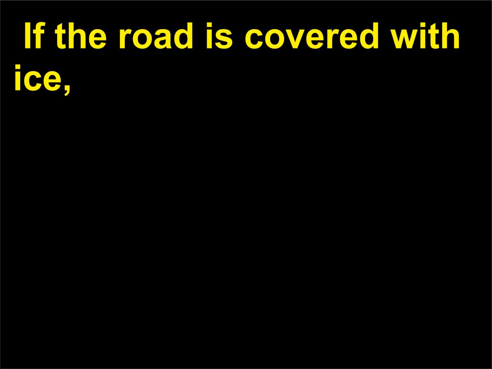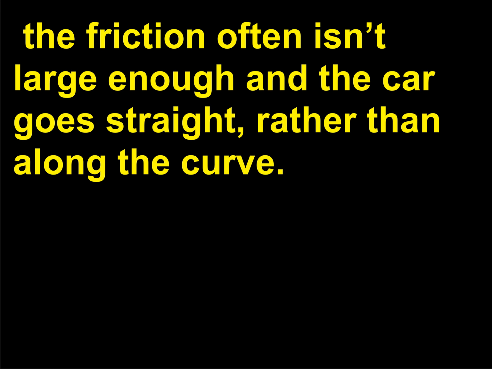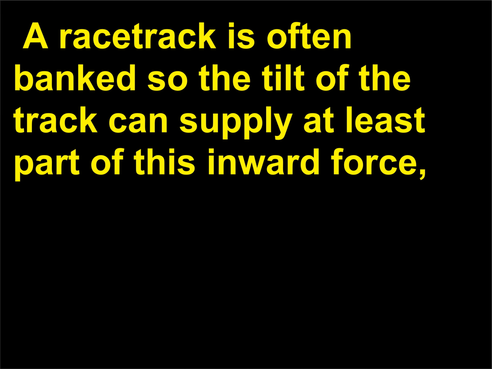If the road is covered with ice, the friction often isn't large enough and the car goes straight, rather than along the curve. A racetrack is often banked so the tilt of the track can supply at least part of this inward force, reducing the need for friction.